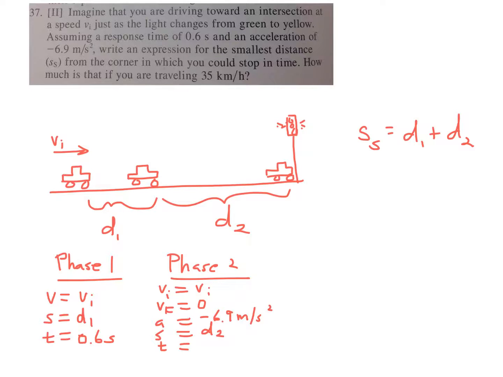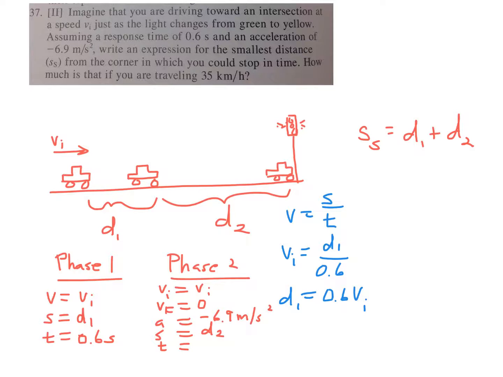Well, in phase 1, switching to a different color, there's one equation. The generic equation is v equals s over t, or d over t. But with the specific labels for this particular problem, it's v sub I equals d sub 1 over 0.6 seconds. I'm going to leave the units off for now. In other words, d sub 1 equals 0.6 v sub I.